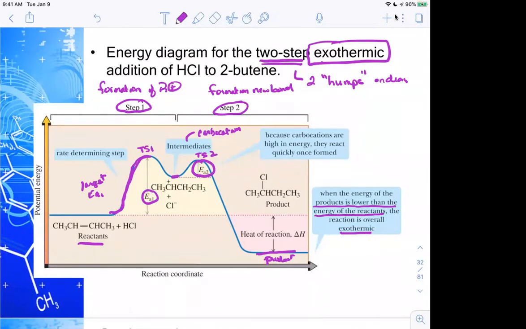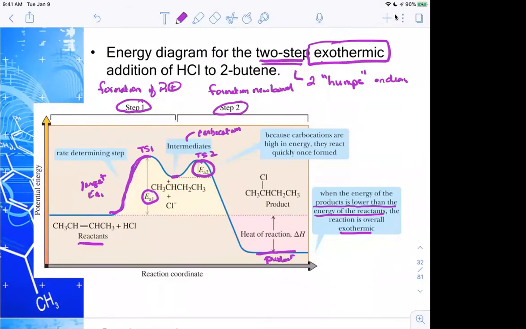Now, I might give you a reaction like this and say, draw an energy diagram that describes this reaction. And then you would need to come up with something like this, knowing that it's two steps, knowing that the formation of the carbocation is usually the rate determining step, and then the reaction of the intermediate is going to be much faster, knowing that it has those two transition states and the two activation energies.